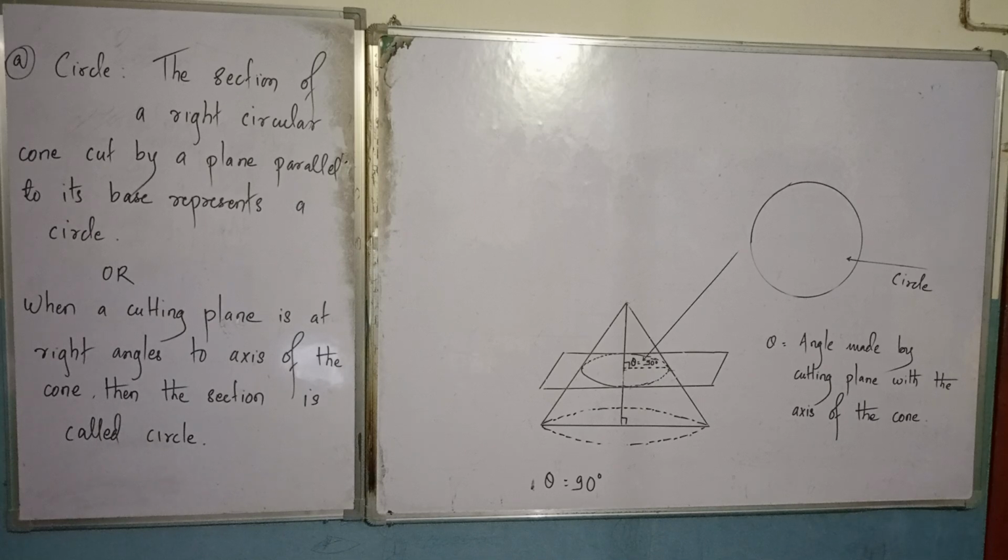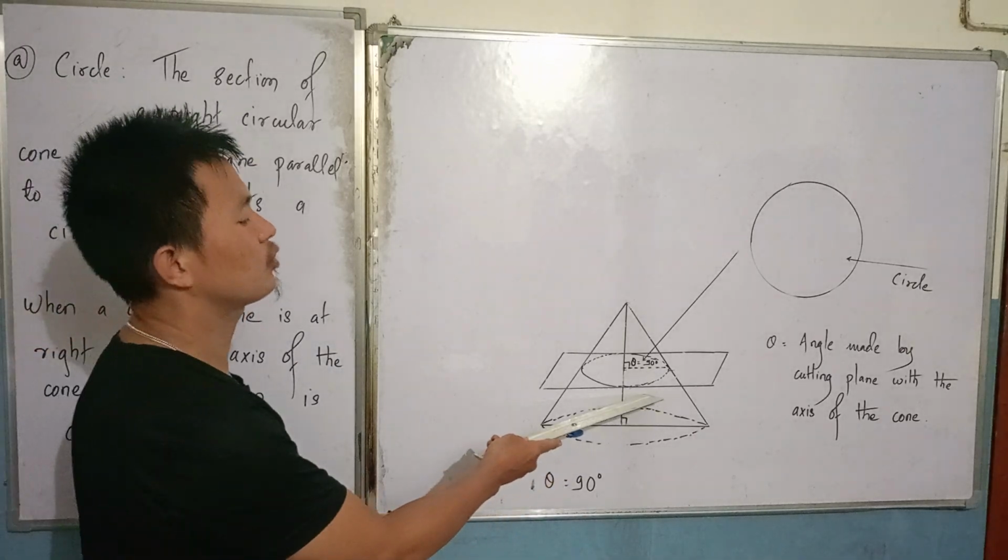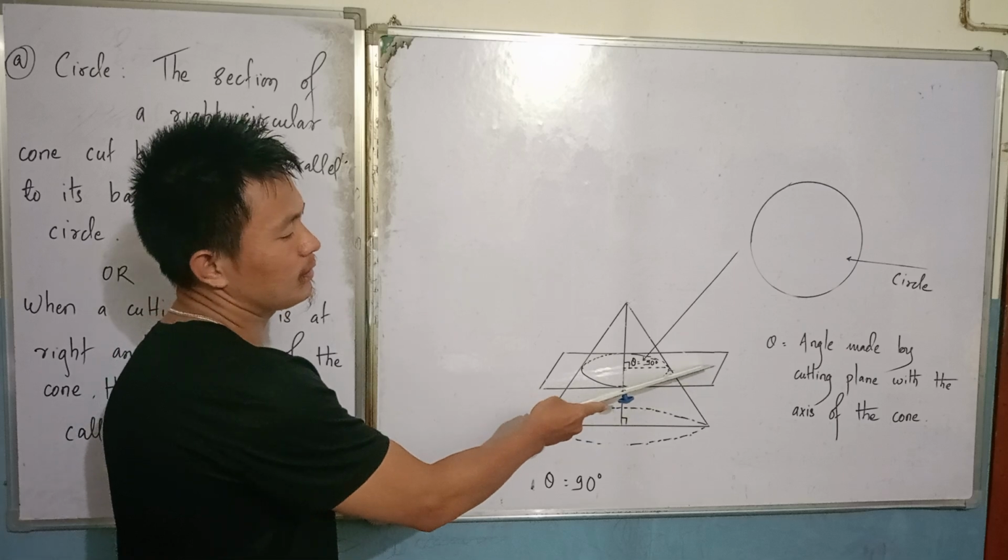Okay, first among the conic sections we are going to discuss the circle. In what case is the circle formed? First, you see this cone here, and this is a cutting plane.